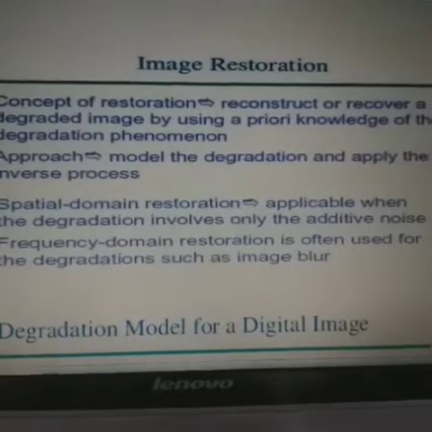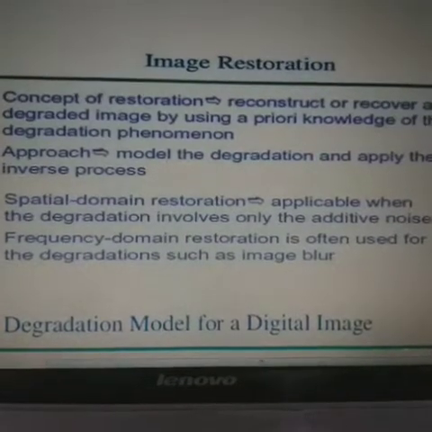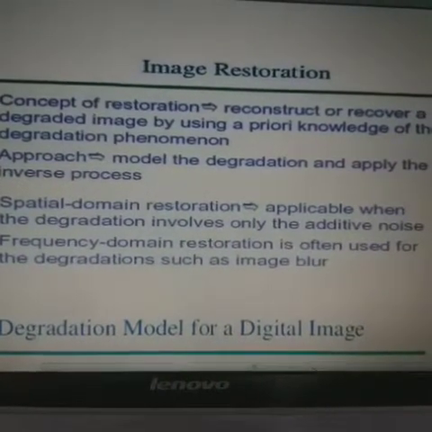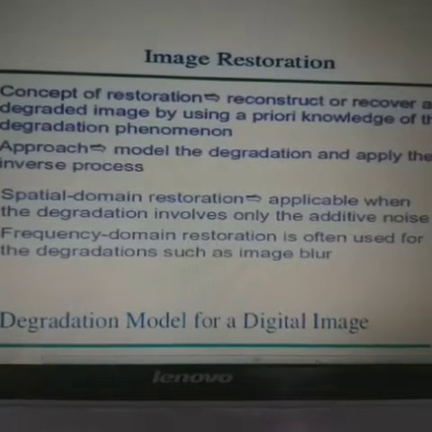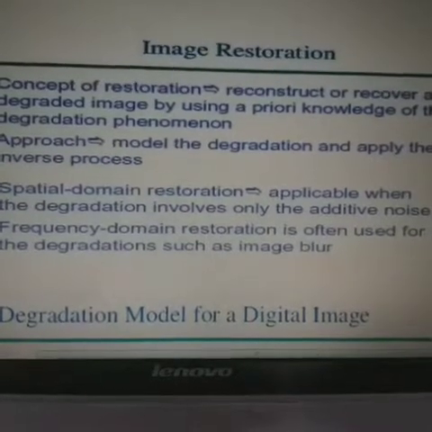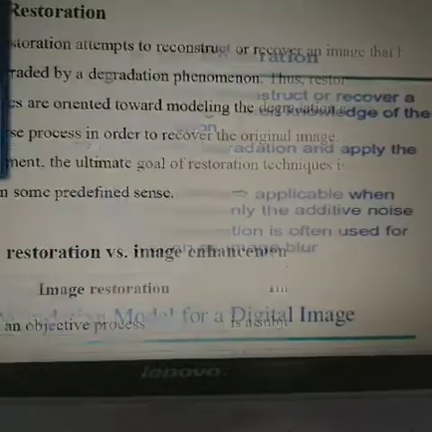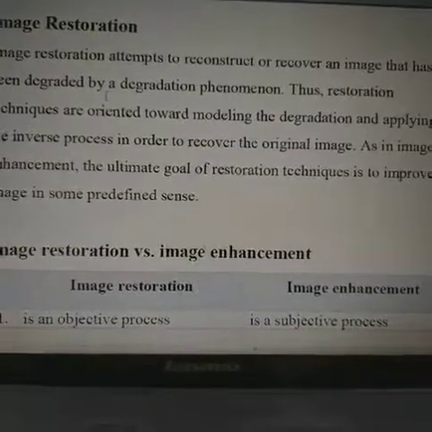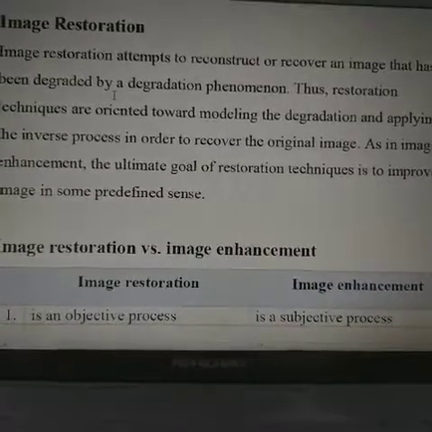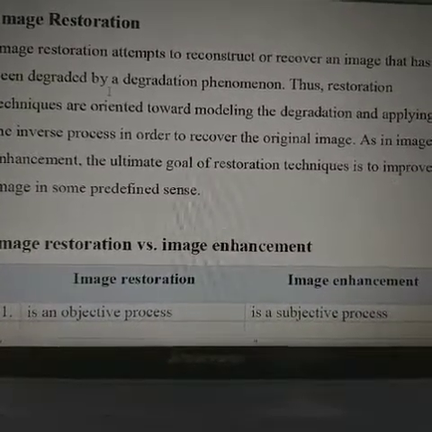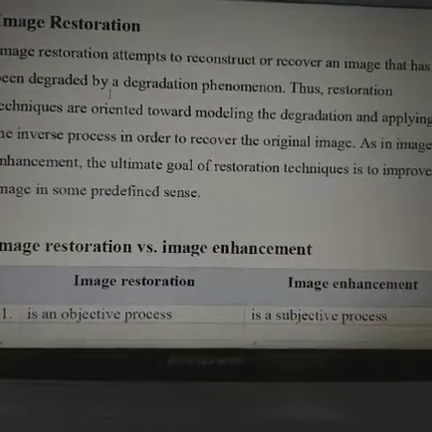Clear? So what approach is to be used for this process? The model of degradation, and apply the inverse process. So mainly the degradation model is to be used, which we will discuss further. The spatial domain restoration and the frequency domain restorations are to be applied in case of image restoration. In other words, we can also describe this as recovering an image that has been degraded by the degradation phenomena. The restoration techniques are oriented toward modeling the degradation and then applying the inverse process in order to recover the original image.